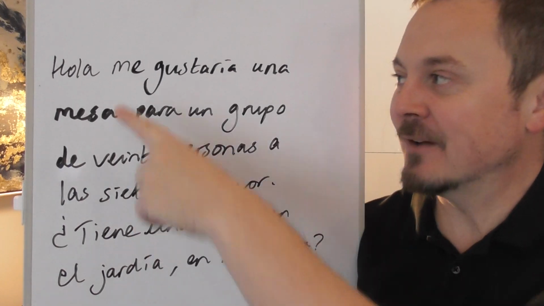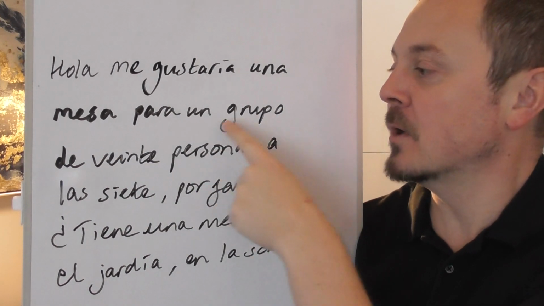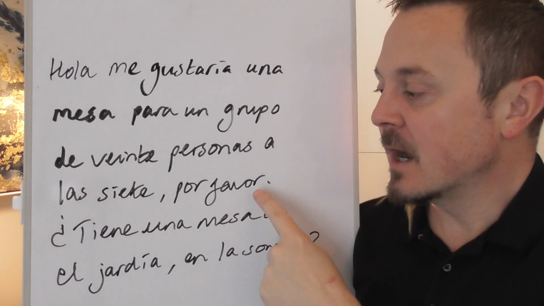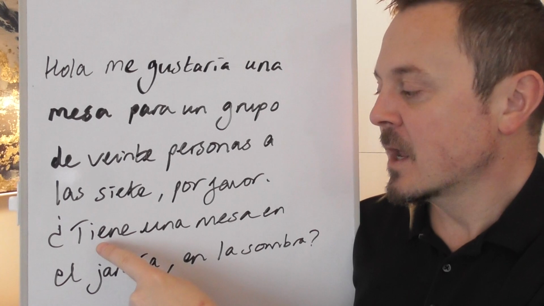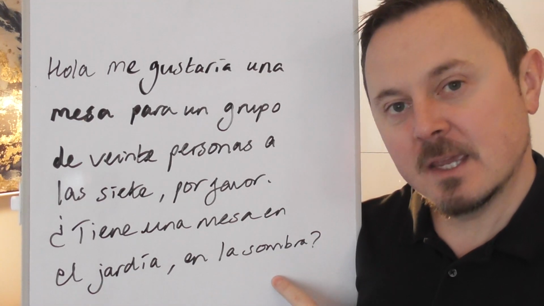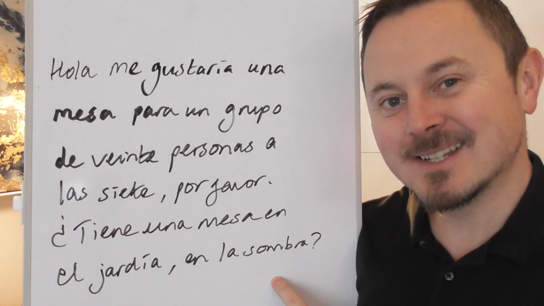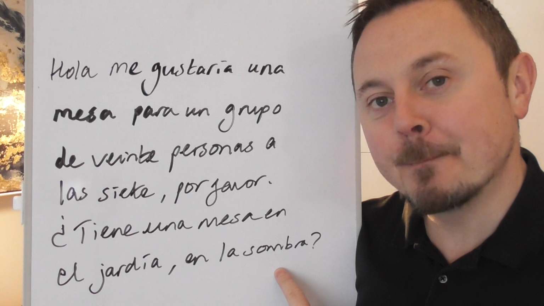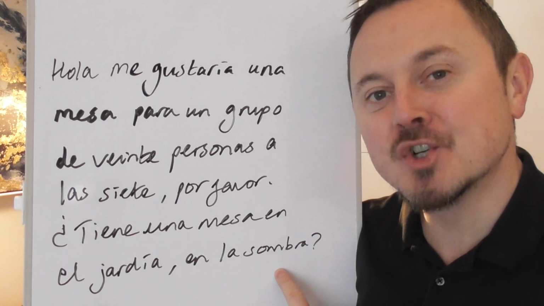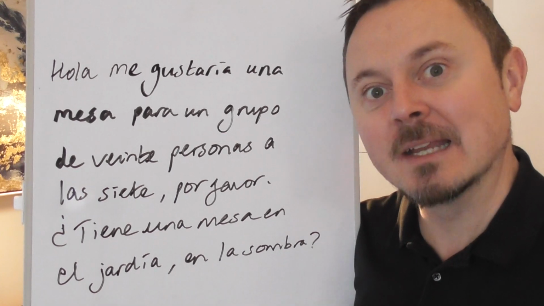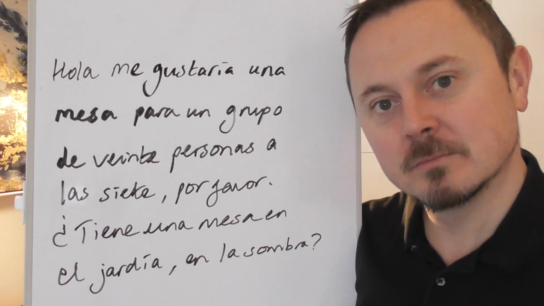Okay, so you should have, hello, I would like a table for a group of 20 people at 7, please. Very polite. Do you have a table in the garden? In the shade. And a way to remember the word sombra for shade is, it comes from the word hat, and you probably know that as sombrero. So the word hat actually does come from the word meaning to shade something. Who knew?